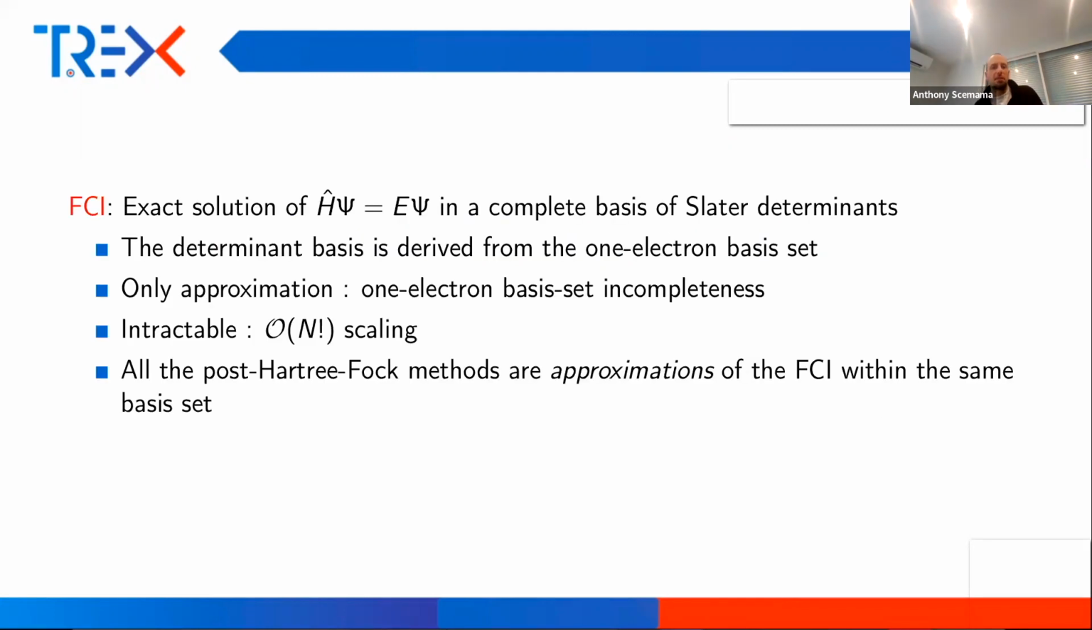We have seen that the full CI is the exact solution of the Schrödinger equation in a complete basis set of Slater determinants. And we have seen that the determinant basis is derived from the one-electron basis set. So the only approximation that you're doing with full CI is the one-electron basis set incompleteness. And we have seen that it's intractable, with a factorial scaling. And all the post-Hartree-Fock methods are approximations of full CI within the same basis set.